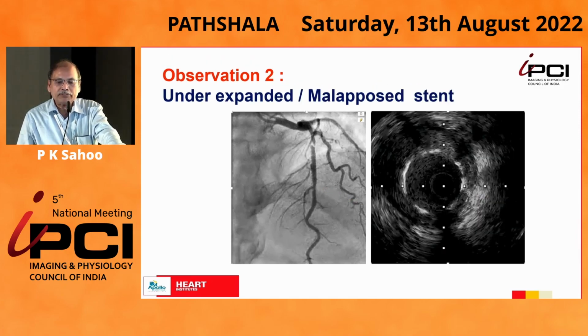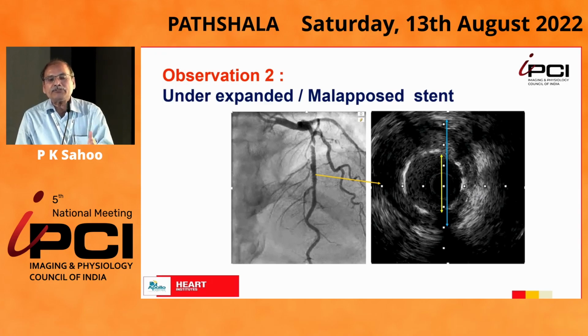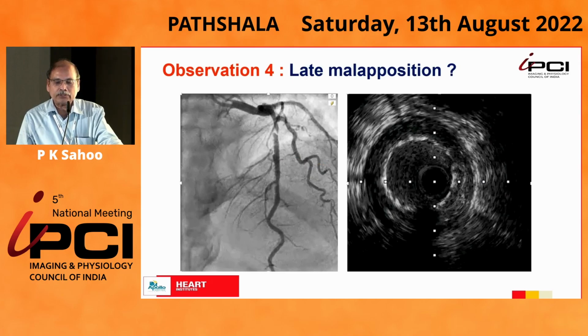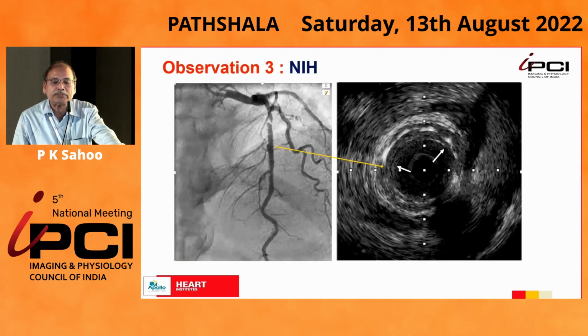If you go to the IVUS pictures, you can clearly see there are areas where the stent is totally malapposed. You see the stent diameter and the vessel diameter. This is another interesting observation from the IVUS images provided to me. The third thing is some neointimal hyperplasia that can be seen all throughout the stent if you analyze the full IVUS run.